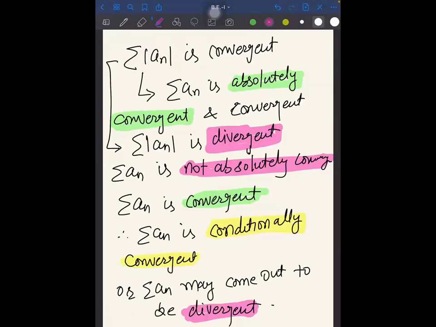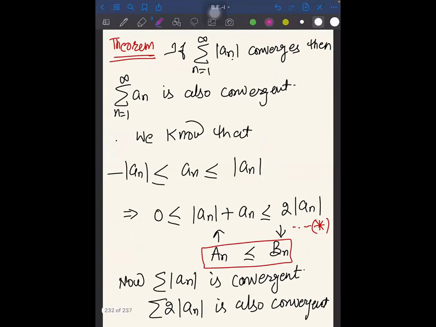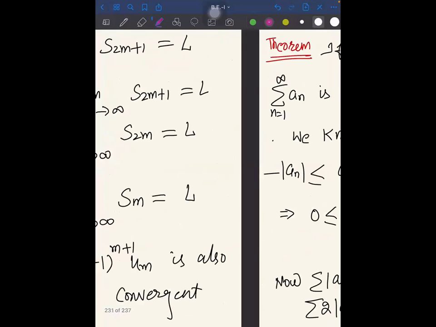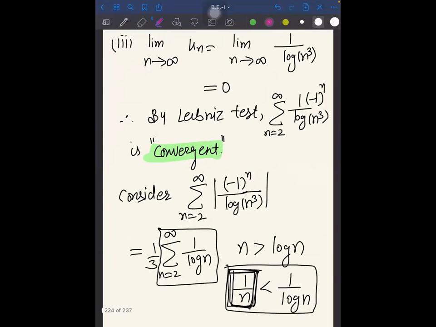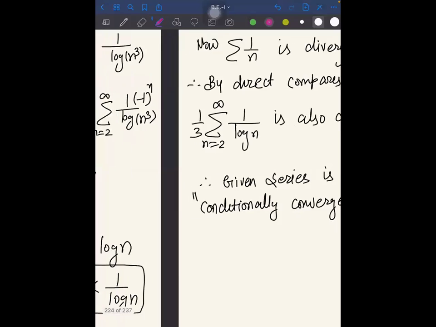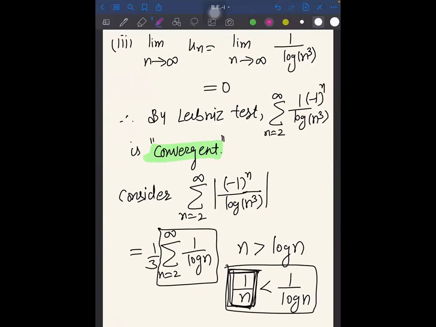सर जो हमने कल एग्जांपल किया था उसमें एब्सोल्युटली तो कन्वर्जेंट आ रहा था, लेकिन बाय डायरेक्ट कंपैरिजन टेस्ट वो डाइवर्जेंट था. कहाँ पे मेरे को बताओ. We'll come to that example. (-1) raised to the power n by log n, ये वाला. ये एब्सोल्युटली कन्वर्जेंट नहीं था ना, ये सिंपली कन्वर्जेंट था. एब्सोल्युटली डाइवर्जेंट था. Are you getting this? Yes sir.